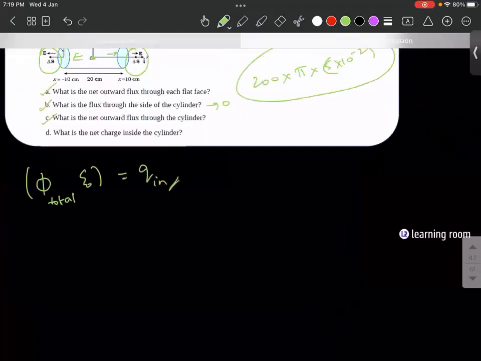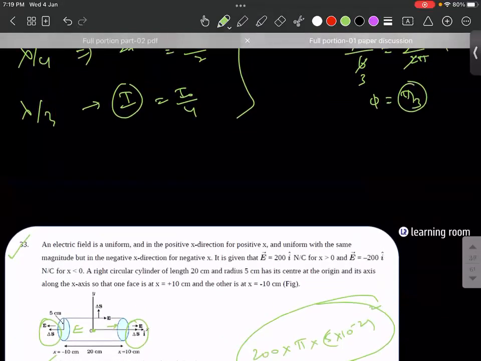So I hope this is clear, no? I think comparatively this paper was easy. Yes or no?